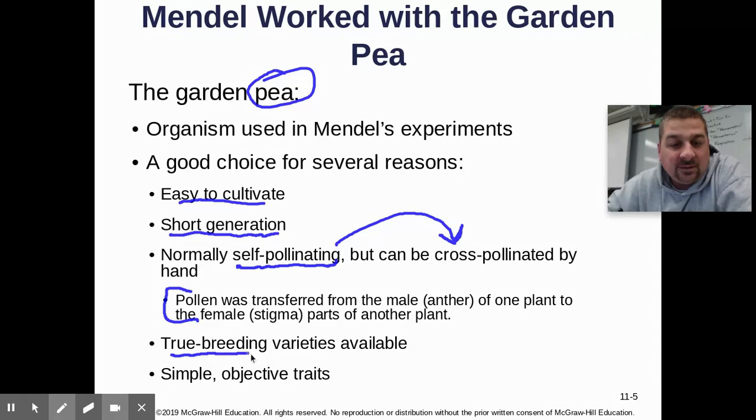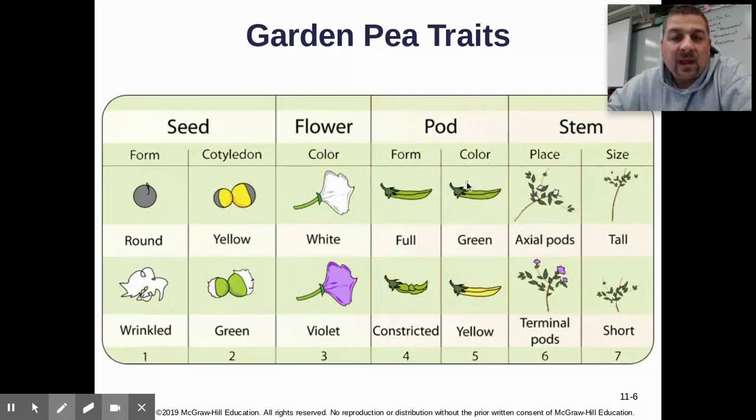There were many true breeding varieties available, where they just took the same traits and let the same thing self-pollinate over many generations, and so it always gave the same traits. So true breeding always gave the same traits, and those traits were very easy to distinguish. This is just a little chart showing the 7 traits. He picked round versus wrinkled seeds. The cotyledon, which is the first seed leaf that we see poke up through the dirt, as yellow versus green. Flower color, again, very easily distinguishable.